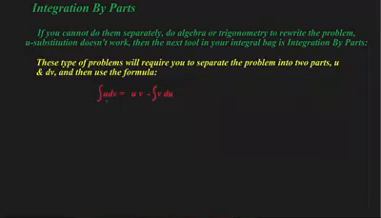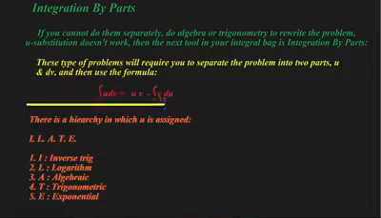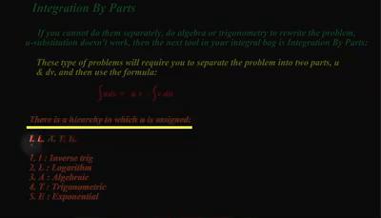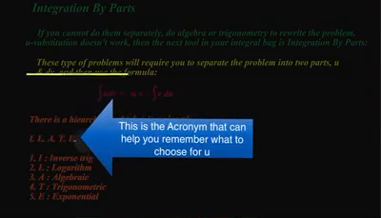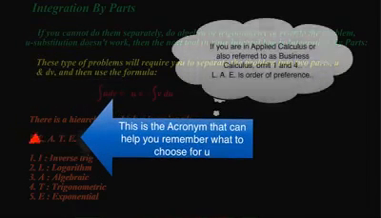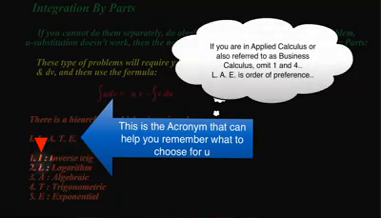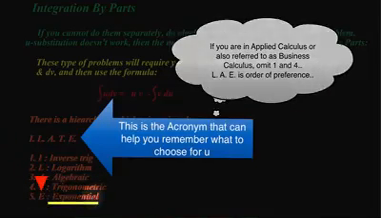Whenever you're looking at an integration by parts problem, you're going to have to assign something to u and assign something to dv. Well, when you're doing so, there's a hierarchy or a preference for u, and it goes in this order from 1 to 5. ILATE is the acronym that you can use to help memorize it. I stands for inverse trig, its favorite for u. Logarithm, second favorite. Algebraic, then trigonometric. And least favorite for u is e-terms, exponentials.